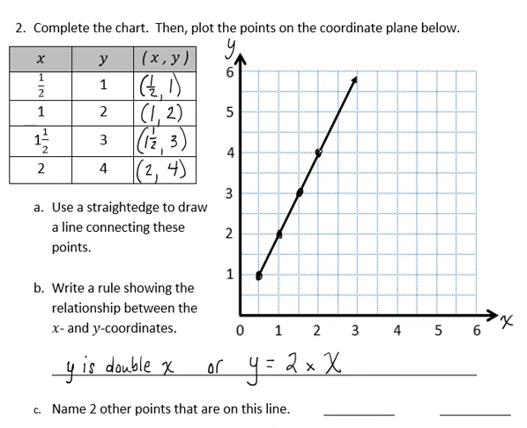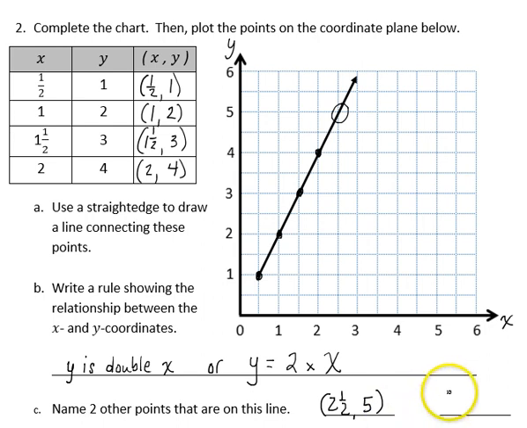Now we're going to name two other points on this line. Again, I can just look at the plane and see where the line crosses an intersection, like right here, and that would tell me that I have a point at (2.5, 5), meaning if I start at the origin, move over 2.5, and move up to the 5, that would give me a point on the line. And that follows the pattern. 2 times 2.5 is 5.